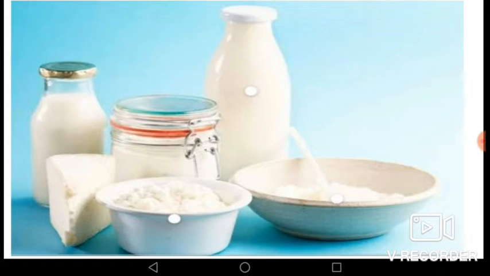Calcium is very important for strong teeth. Milk and milk products such as curd and cheese are rich sources of calcium. Eating fruit and salads help in keeping our teeth healthy.